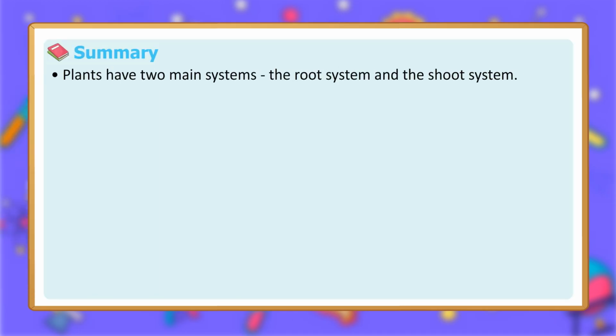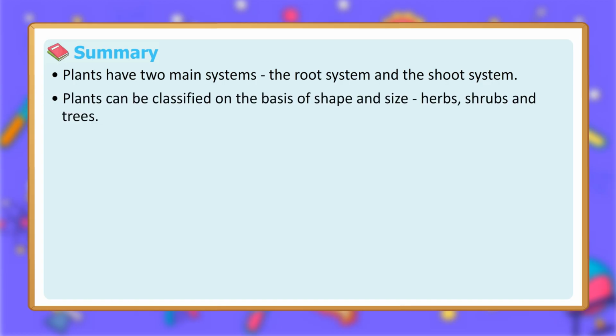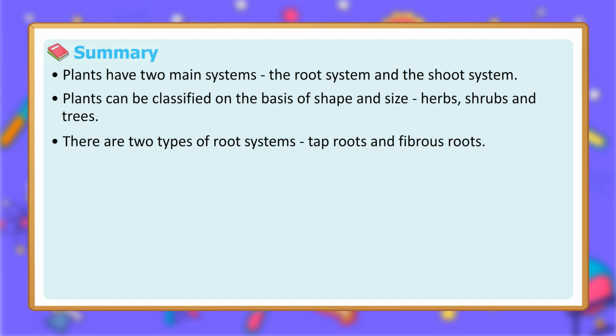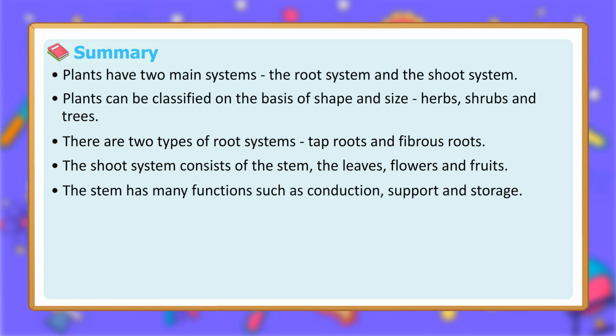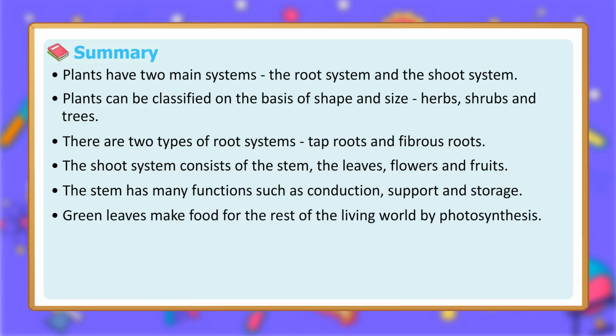Summary. Plants have two main systems, the root system and the shoot system. Plants can be classified on the basis of shape and size, herbs, shrubs and trees. There are two types of root systems, tap roots and fibrous roots. The shoot system consists of the stem, the leaves, flowers and fruits. The stem has many functions such as conduction, support and storage. Green leaves make food for the rest of the living world by photosynthesis.